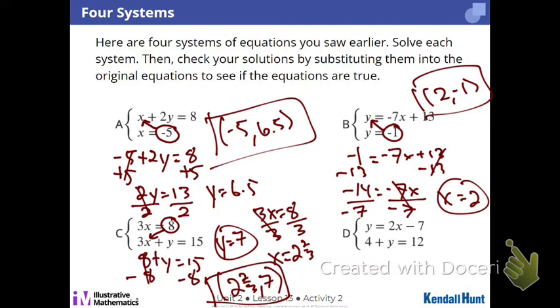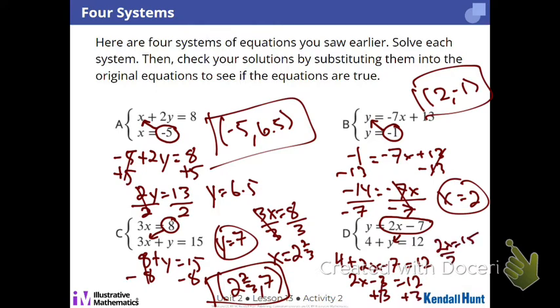Okay, last one. If y is 2x minus 7, what is the other y? Because where they cross, it has to be the same. So 4 plus y, which is 2x minus 7, has to be 12. My new equation has how many variables? One. So I can use equivalent equations to isolate that variable. So I've got 2x minus 3 equals 12. Add 3. So I have 2x equals 15. Divided by 2. X is 7.5.